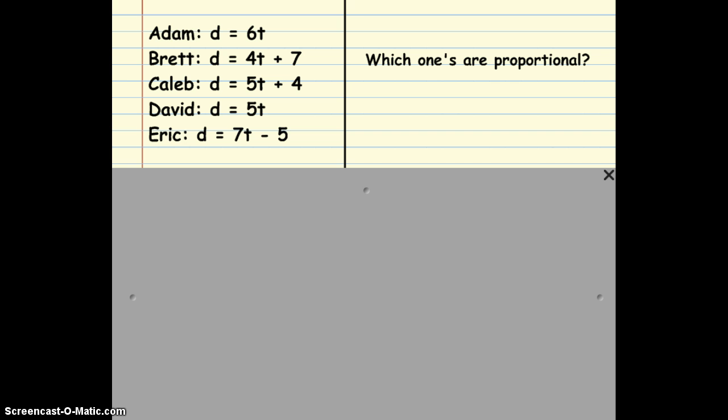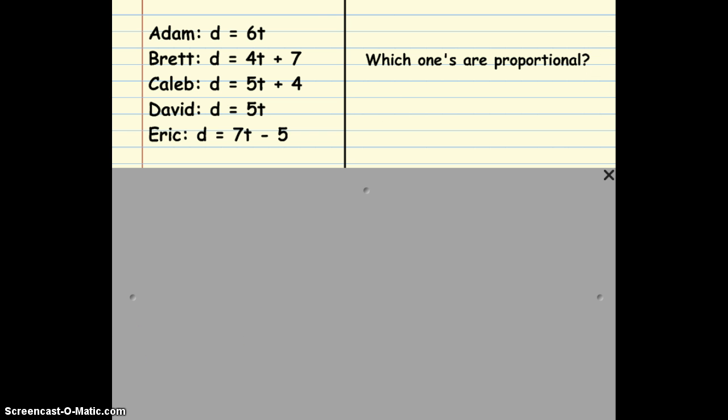Here are rules for the relationship between the distance d meters from the starting line and the time t seconds for each boy. All right, so we've got Adam, and Adam has the equation d equals 6t. Brett has the equation d equals 4t plus 7. Caleb has the equation d equals 5t plus 4, David, d equals 5t, and Eric is d equals 7t minus 5.